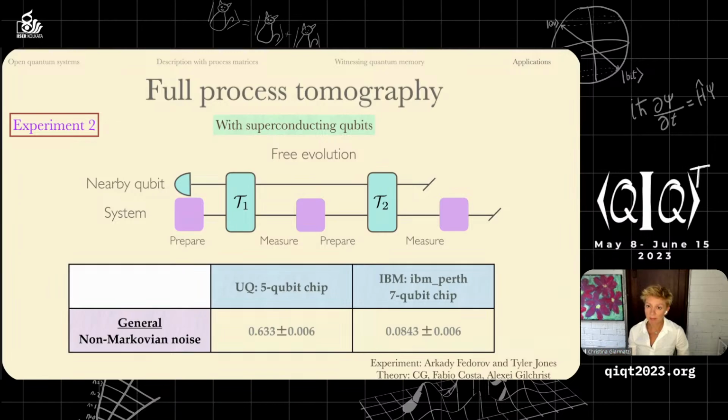The device was IBM Perth, in Australia, a 7-qubit chip, and it had much less non-Markovian noise. As I said earlier, you can do two things: tomography, or witnesses. If you have all the data, you do tomography. You don't need a witness to witness quantum memory, but we also tried the witness, and it didn't work, just from not knowing the data.